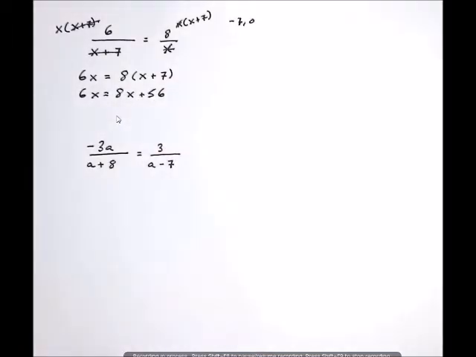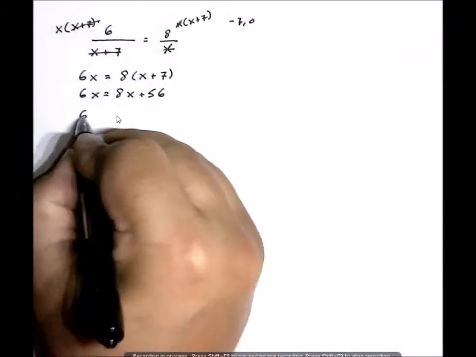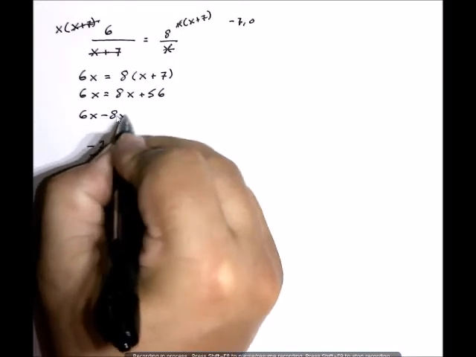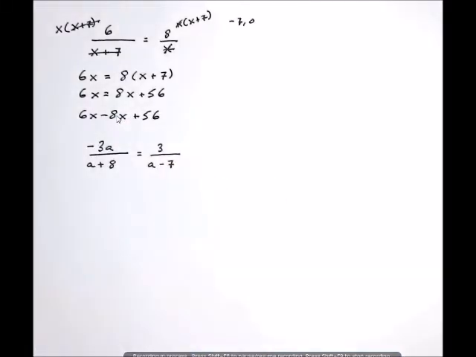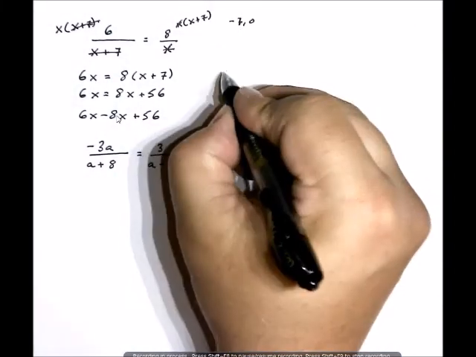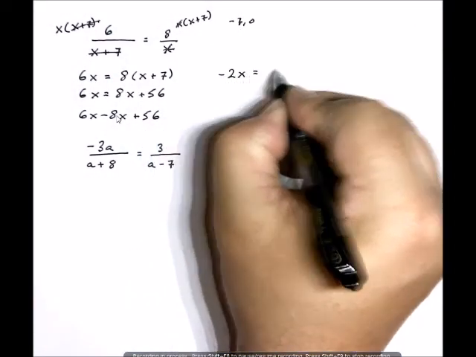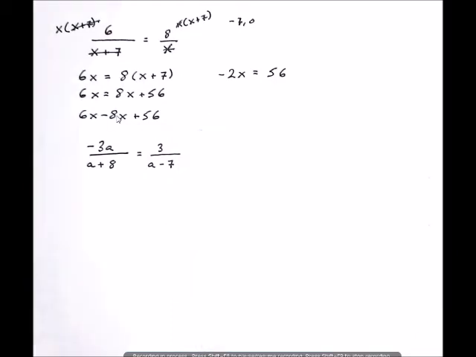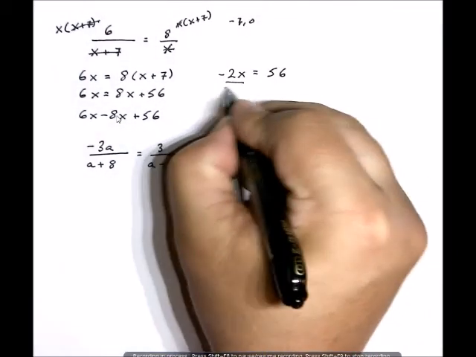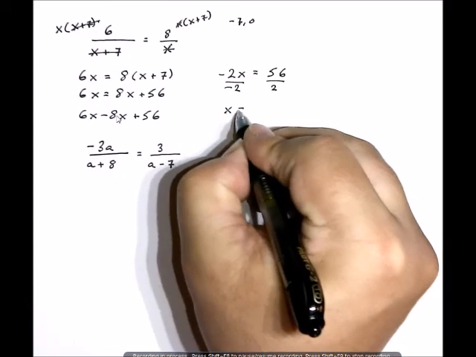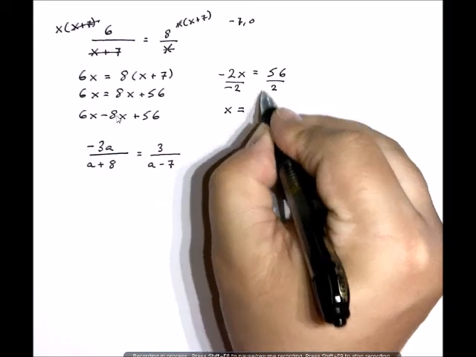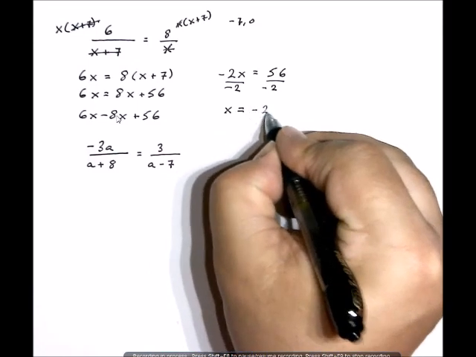I'm going to bring the 8x over to the left-hand side, and when I cross the equal sign, I'm going to change sign. I'm going to simplify, and then I'm going to divide by the coefficient on the x, which in this case is -2. So x is -28.